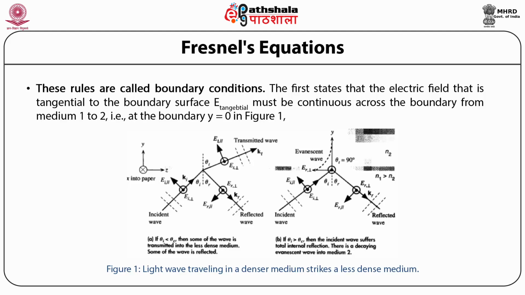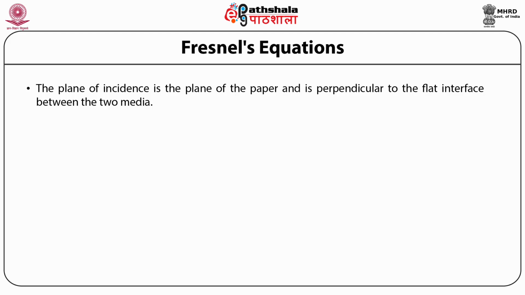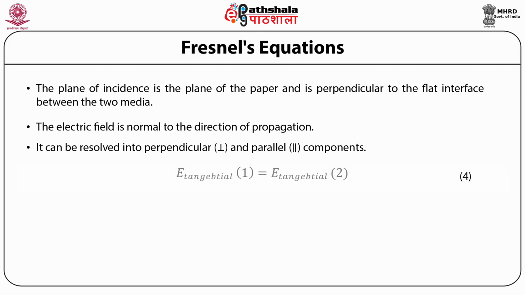The figure 1 represents a light wave traveling in a denser medium striking a less dense medium. The plane of incidence is the plane of the paper and is perpendicular to the flat interface between the two media. The electric field is normal to the direction of propagation. It can be resolved into perpendicular and parallel components. So, E tangential 1 is equal to E tangential 2.